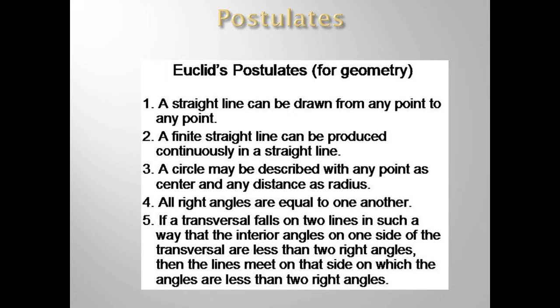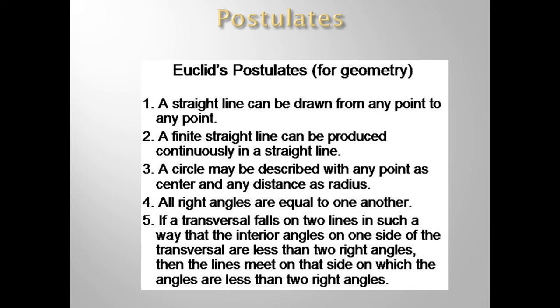And we can draw a circle with any point as center and any radius. Coming to the fourth one: all right angles are equal to one another. You take any right angle or some other right angle in some other picture, all the right angles are going to be equal to one another.